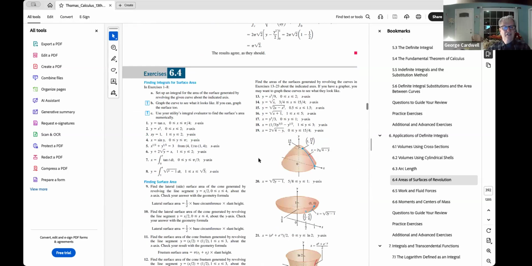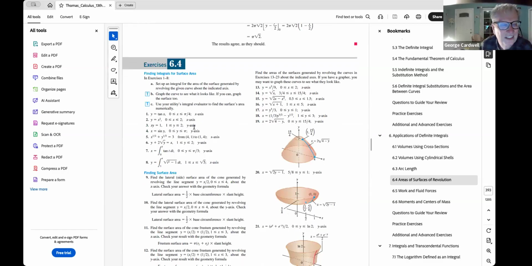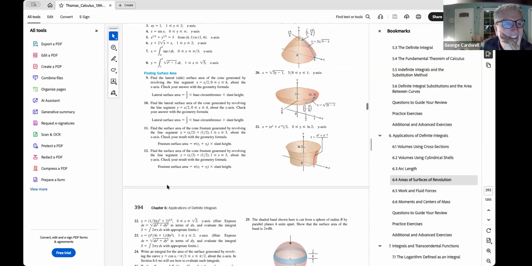Okay. So let's pick a couple to do here. Let's see here. Number 9. Find the lateral surface area of the cone generated by revolving the line y equals x over 2 from 0 to 4 about the x-axis. Now, check your answer with the geometric formula. So what he's saying there is you can get the answer with a geometric formula if you remember it, or you can do it by rotating. Let's do it by rotating.